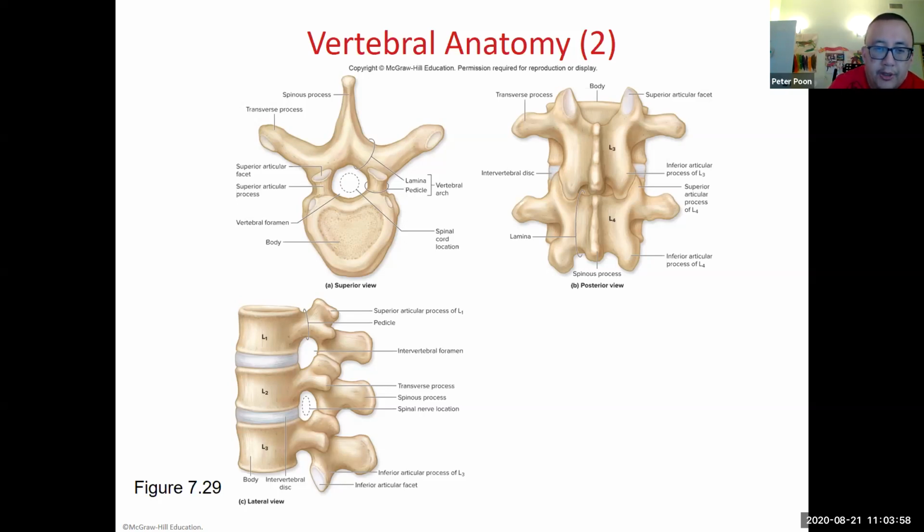There's an arch here, a superior vertebral notch here, and an inferior vertebral notch here. Put them together and you get a circle. That circle is called an intervertebral foramen. Your spinal nerves run out of the intervertebral foramen. Your spinal cord runs through the vertebral foramen.